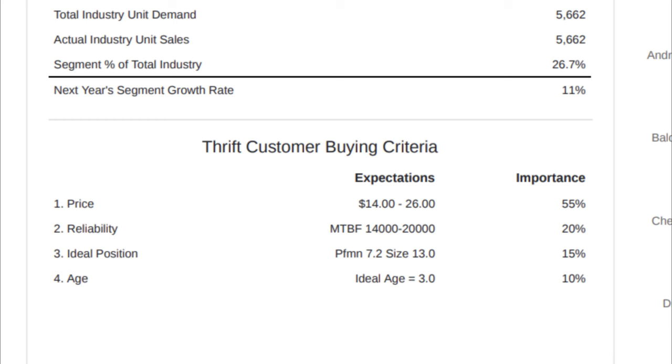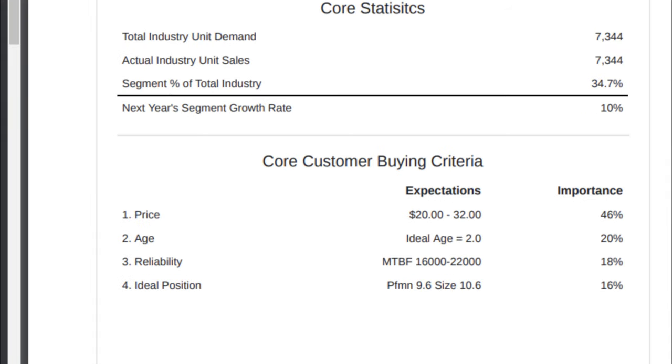Let's go to core market segment. For core market segment, again, price is the most important thing, and customers here are looking for a price between $20 and $32. Again, you need to check the competitiveness of that market segment while making this decision. So ensure that your price not only is competitive, but also competitive with regard to those charged by others.